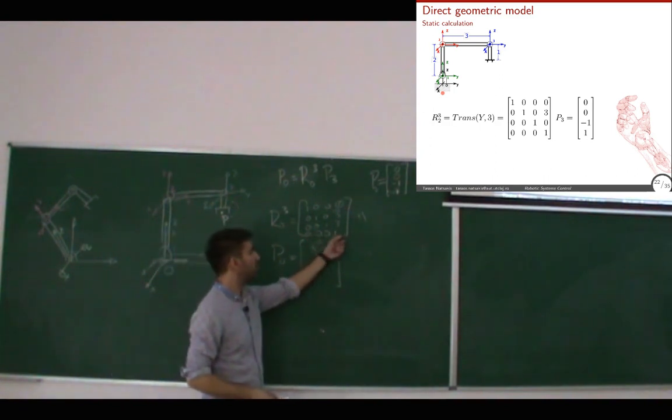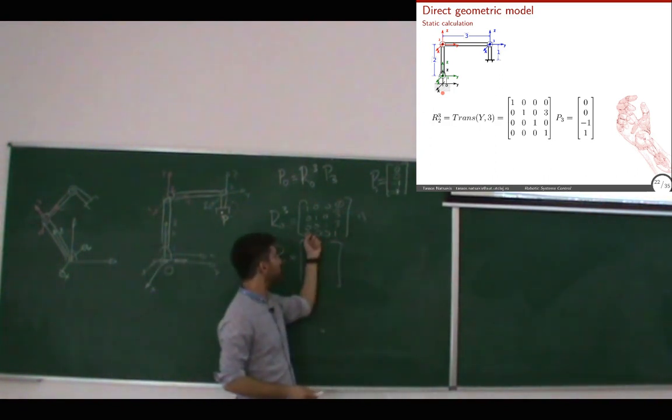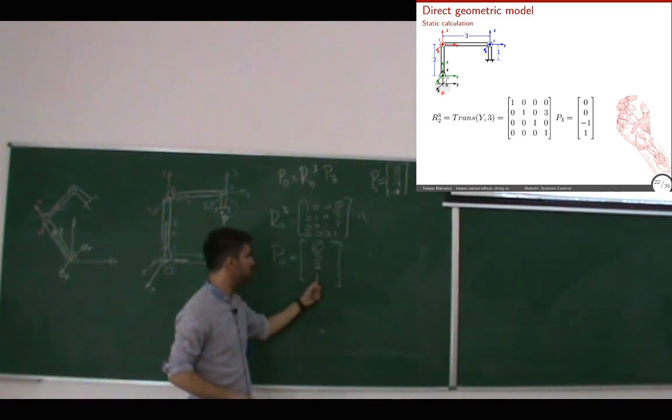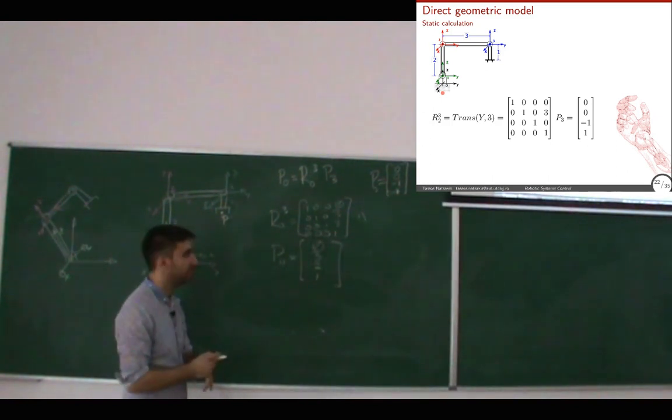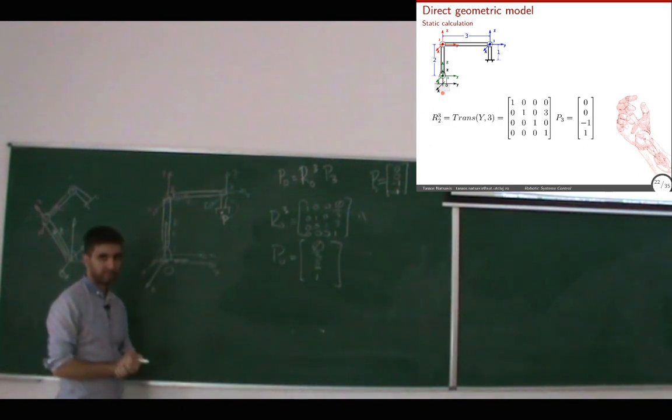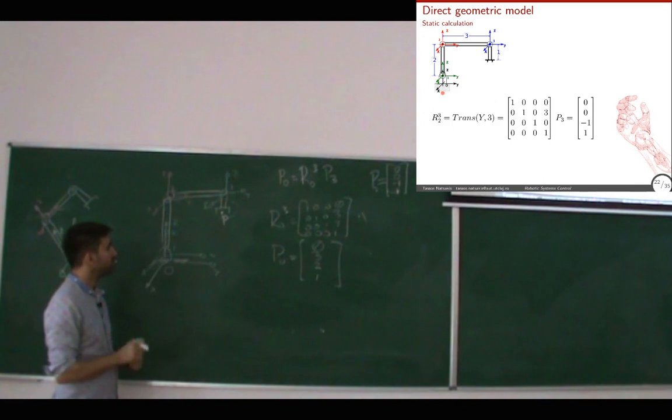You can see that this will always be 1 because here you always have 0, 0, 0. Here you have 1, and here you always have 1. So this will always be 1 again. Okay? So this is the coordinates of P on this frame. Okay. Does it make sense?